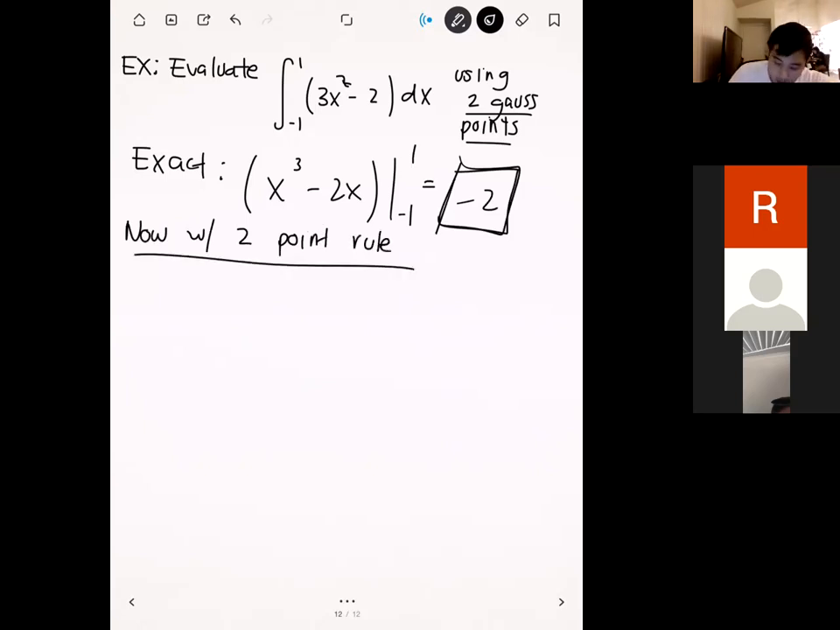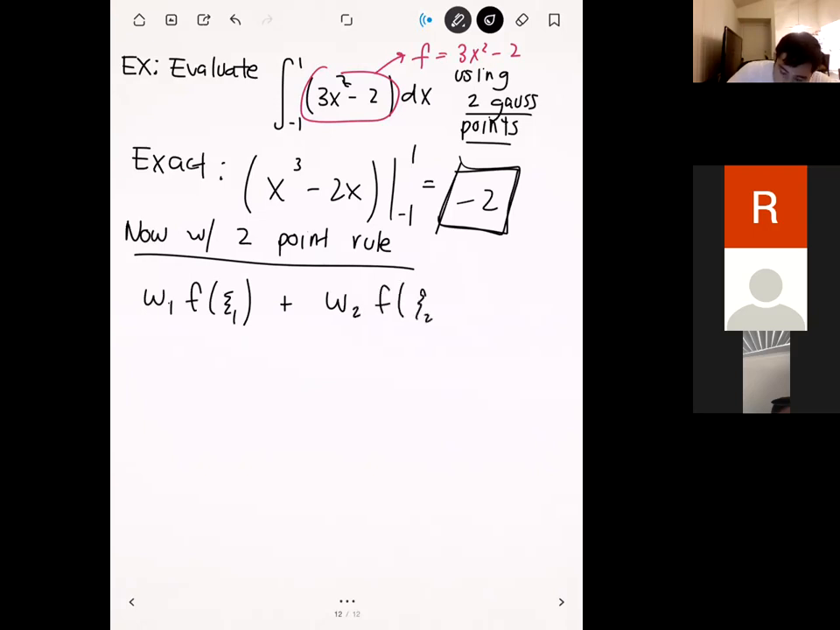Okay. When we evaluate this 2-point rule, let's evaluate our f. Our f in this case is going to be 3x squared minus 2. That's just simply your integrand. What we're going to do is sum up 2 different Gauss points of our integrand. So we're going to do W1 f of zeta 1 plus W2 f of zeta 2, where zeta 1 from the previous table is minus 1 over root 3, and zeta 2 is 1 over root 3.